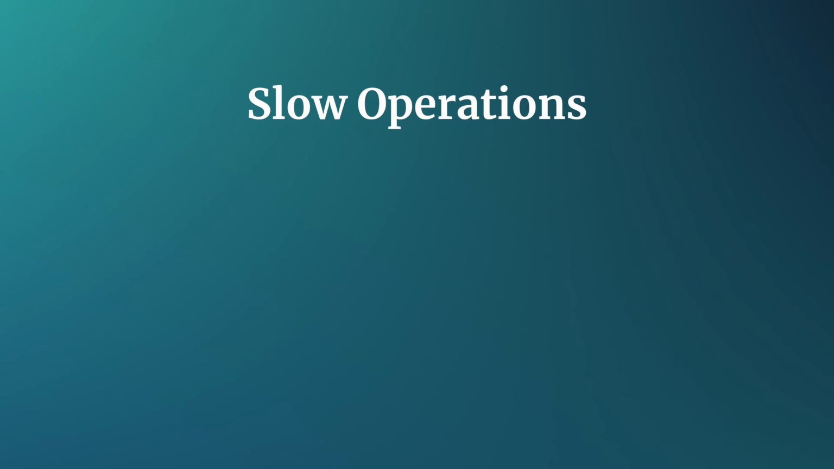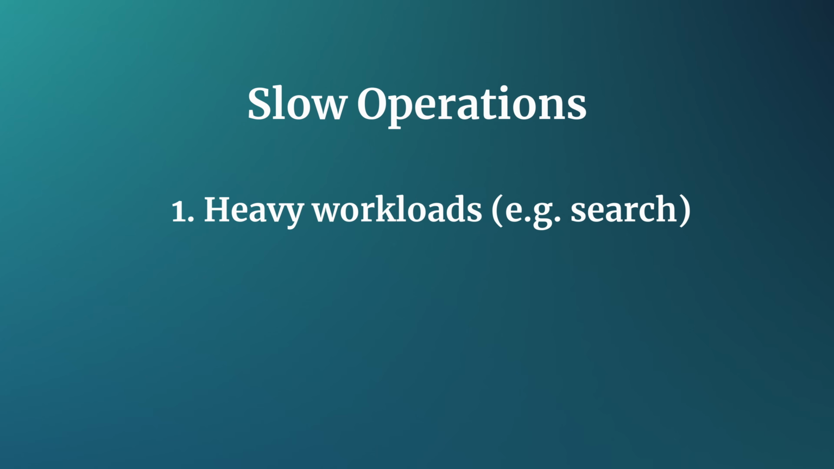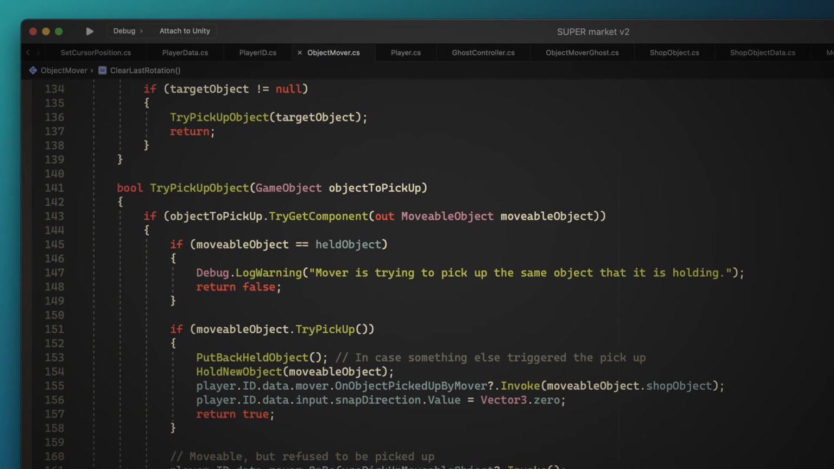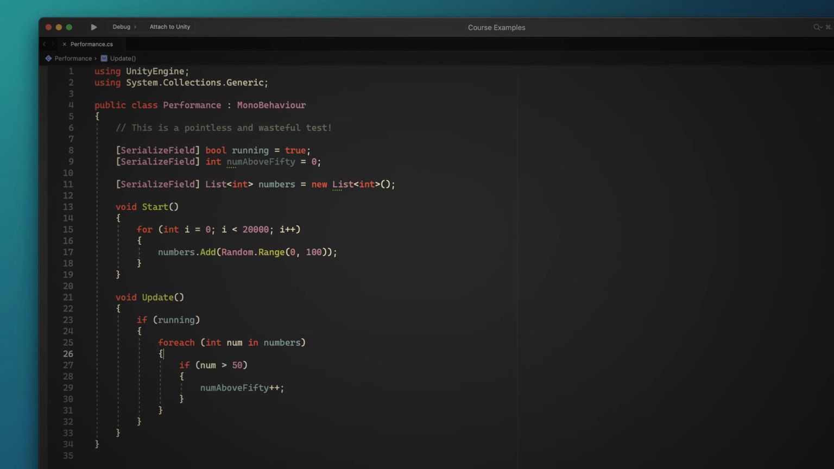There are generally 3 types of slow operation. For example, some operations simply take a lot of work, which is why find and get component can be slow, as they need to search through game objects to perform their task. For the same reason, you can generally assume that any operation that has to do something repeatedly has the potential to be slow if it does it enough times, such as cycling through large lists, loops, and arrays, or working with a large number of objects all at once.